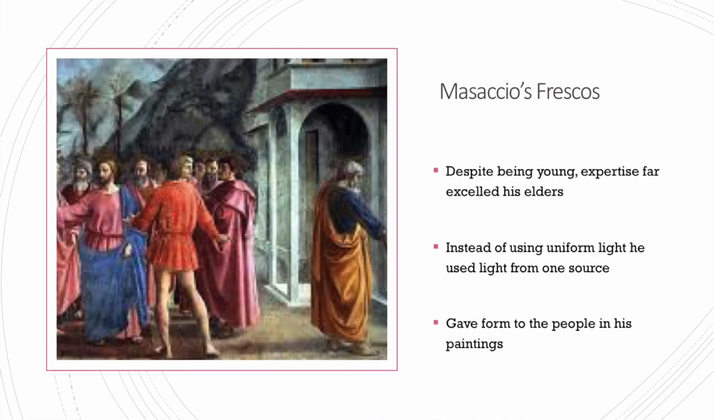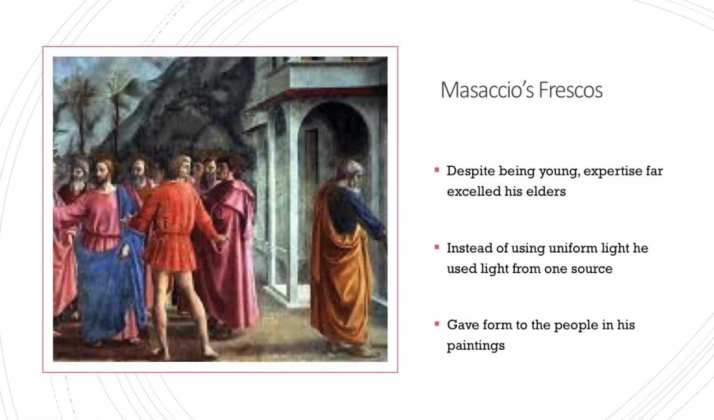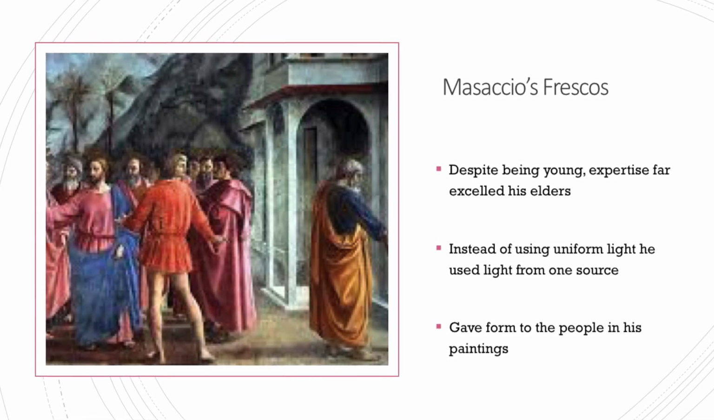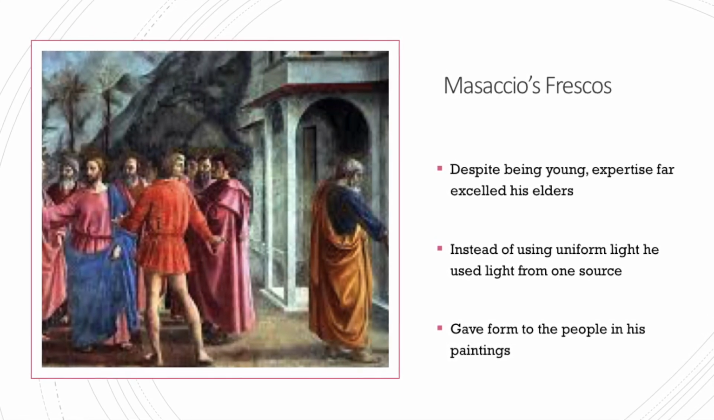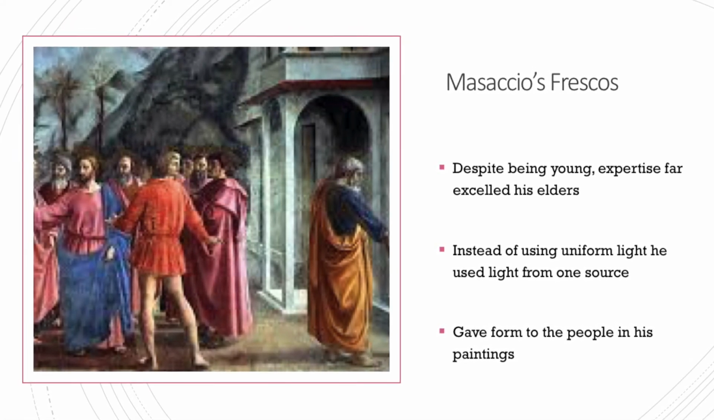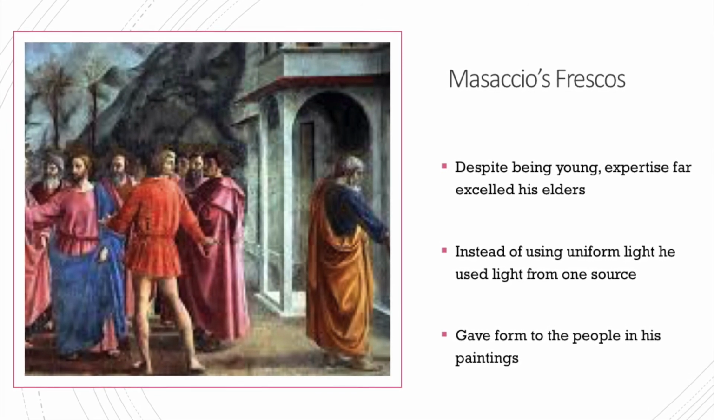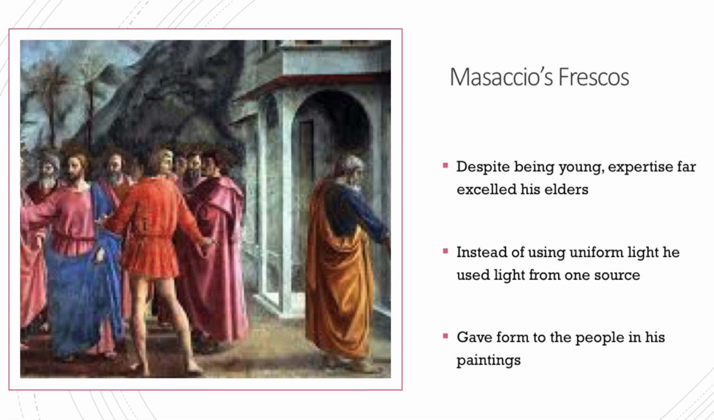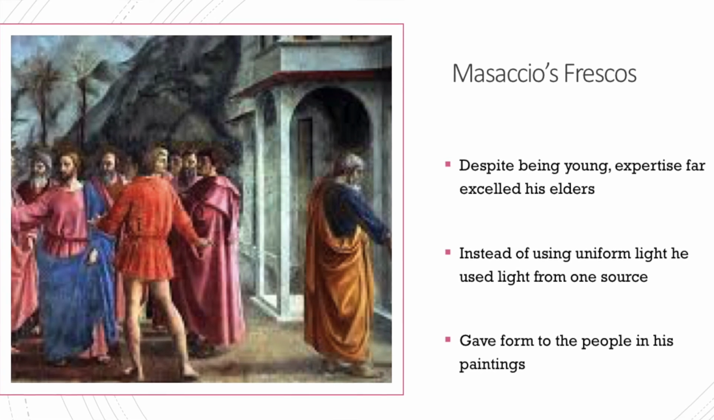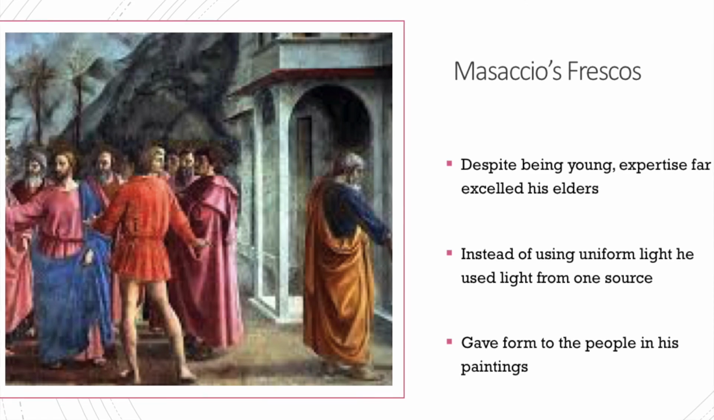Now, to give further info on Masaccio's frescoes, despite being young, you could see that his expertise excelled that of his elders in all of his frescoes. These are considered the main development of the Florentine Renaissance style of painting. In his frescoes, instead of traditionally painting them in a uniform light, he chose to paint them in a way to where they appeared to be lit from a single source of light, versus a uniform light that would make them look two-dimensional. With this, he created a more realistic image that gave them a more natural look.